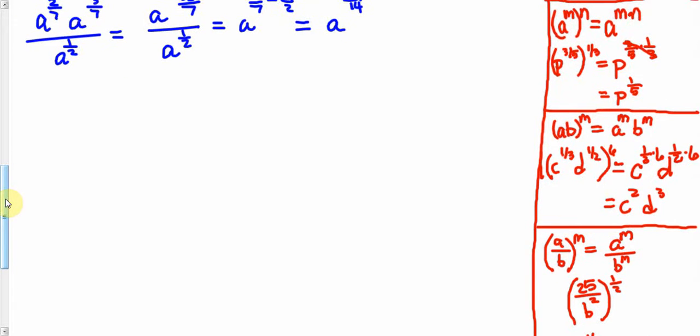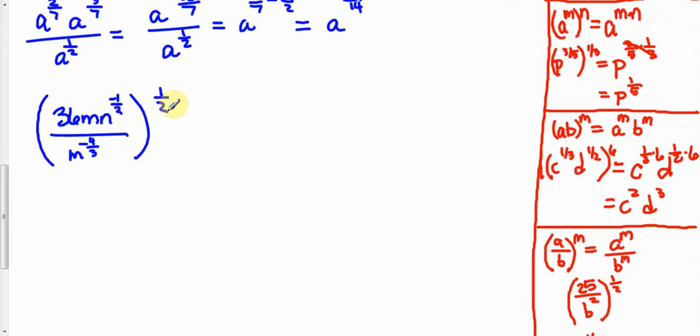Okay, let's look at this one. 36mn, where the n is raised to the negative 1/2 power, all over m to the negative 4/3, all raised to the 1/2 power.